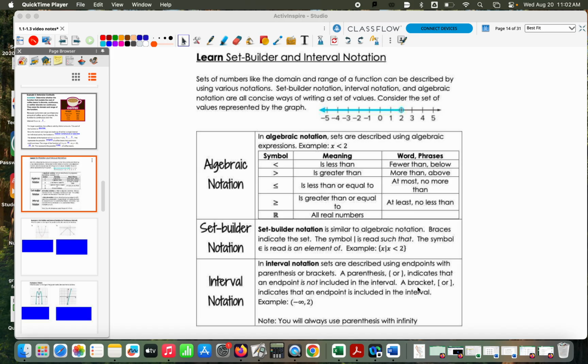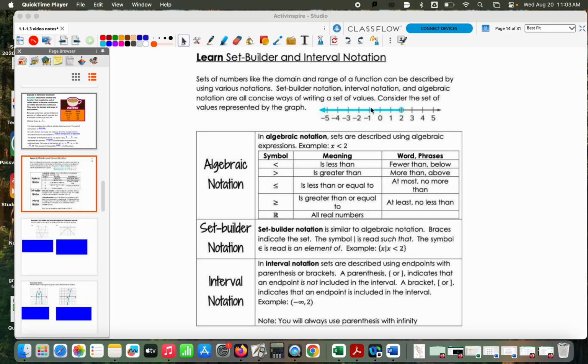Interval notation is usually a little bit faster and easier once you get used to how it works, but it's good to be able to know both systems so that you can read something. If this is presented to you, you should be able to read anything in any format. Interval notation basically just needs the start and the end, and you use parentheses or brackets depending on if you include the endpoint or not.